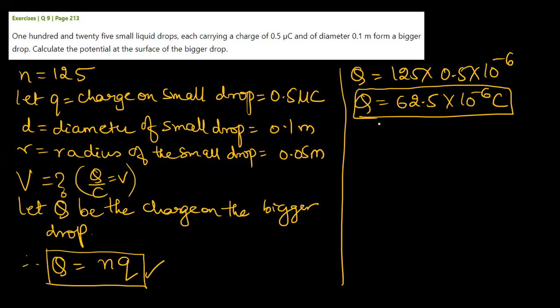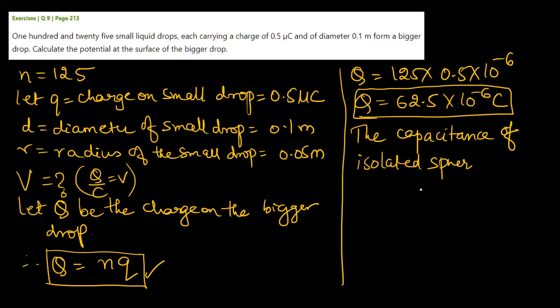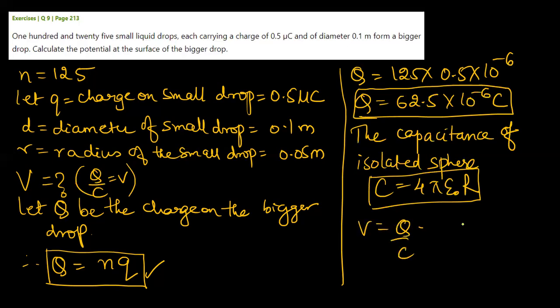C is the capacitance. The drop is in spherical shape, so I will consider the drop as a sphere. There is a formula for it. The capacitance of an isolated sphere is given by C equal to 4 pi epsilon naught capital R. Therefore, V will be equal to Q by C, that is Q upon 4 pi epsilon naught capital R. This is my final formula.